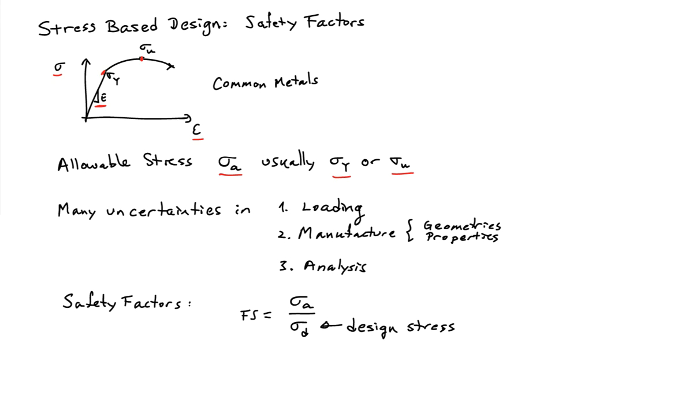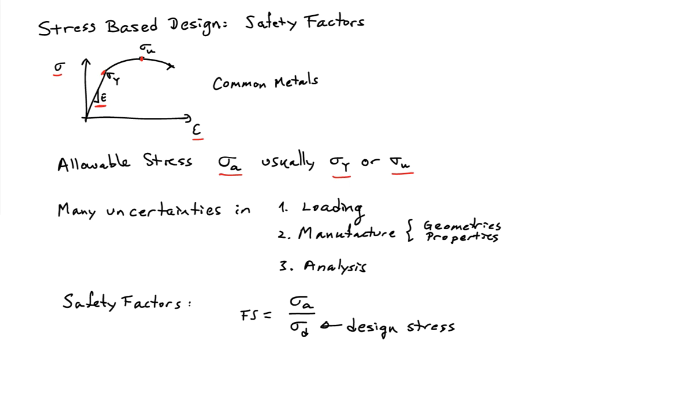A very simple way of doing design, and this is not the only way, is to say that there's a factor of safety, which is the ratio of the allowable stress to the design stress. The design stress is what you calculate. So you will set a factor of safety. Suppose you set a factor of safety of 3. That means you're going to keep the design stress 3 times less than the allowable stress. That gives you a big margin of safety.